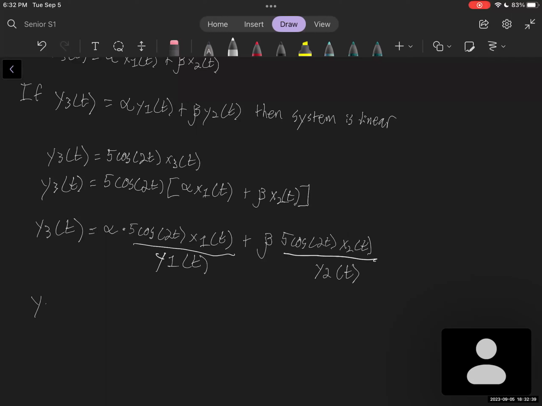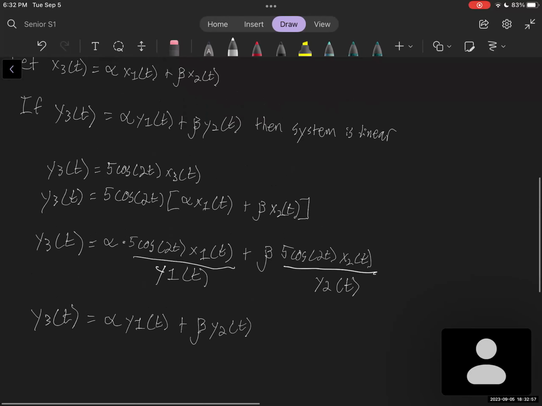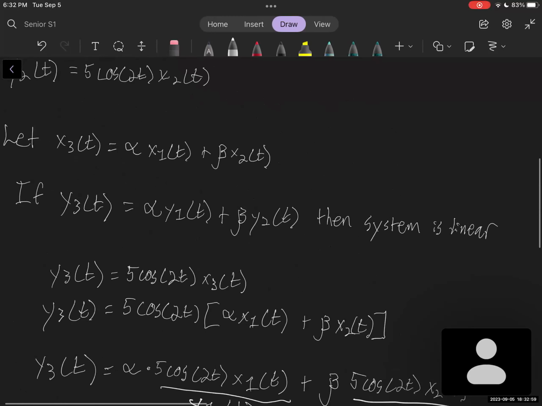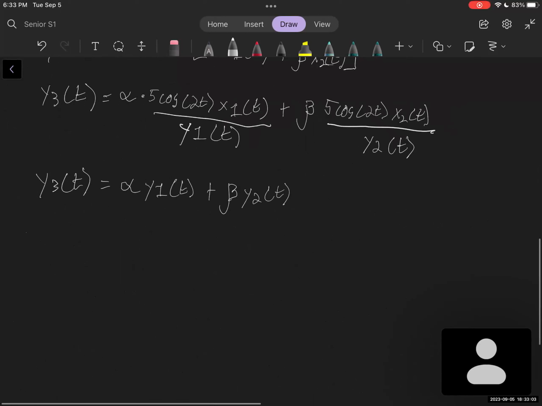And we can see that y3 of t is equal to alpha y1 of t plus beta y2 of t, which we said earlier up here. We said that if that was the case, the system is linear. So we can say with confidence that therefore the system is linear.